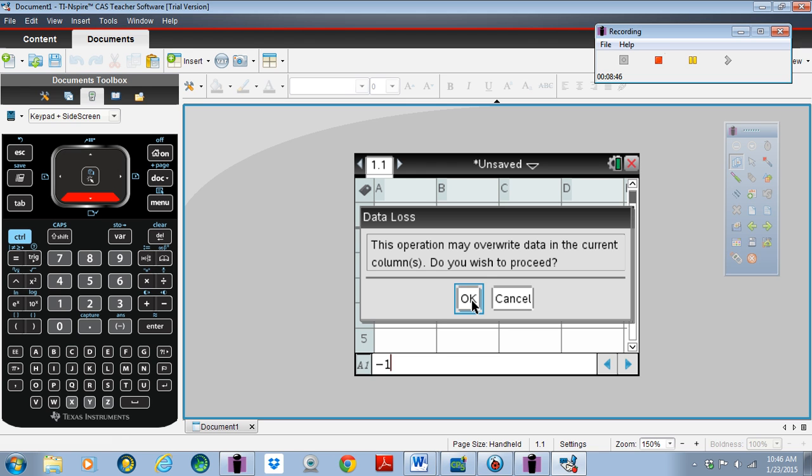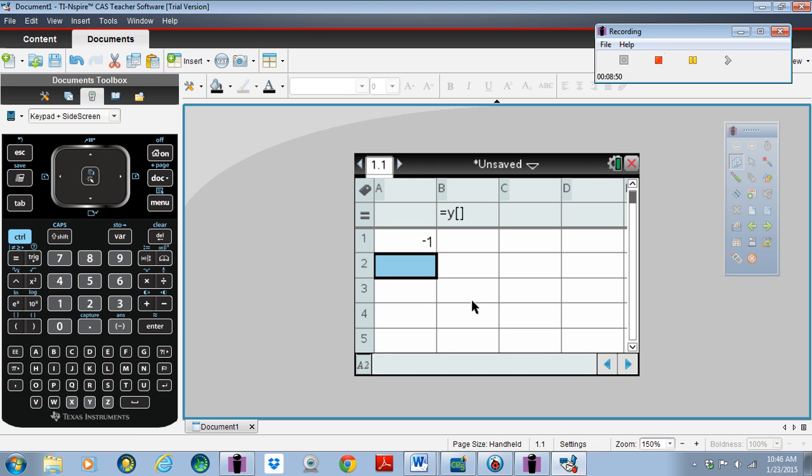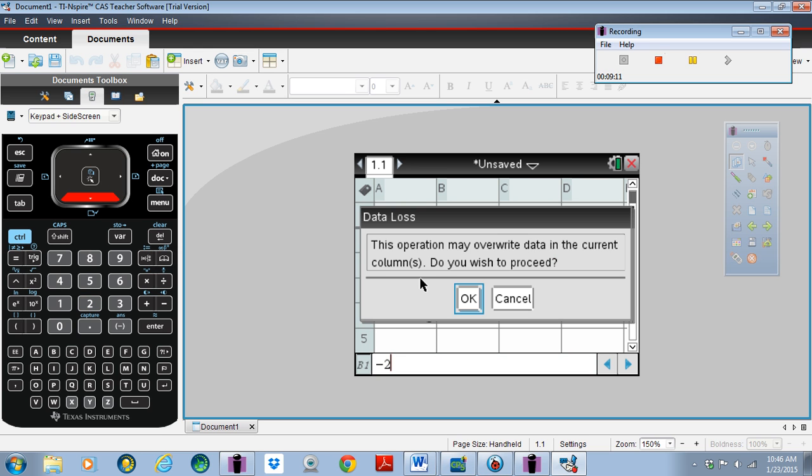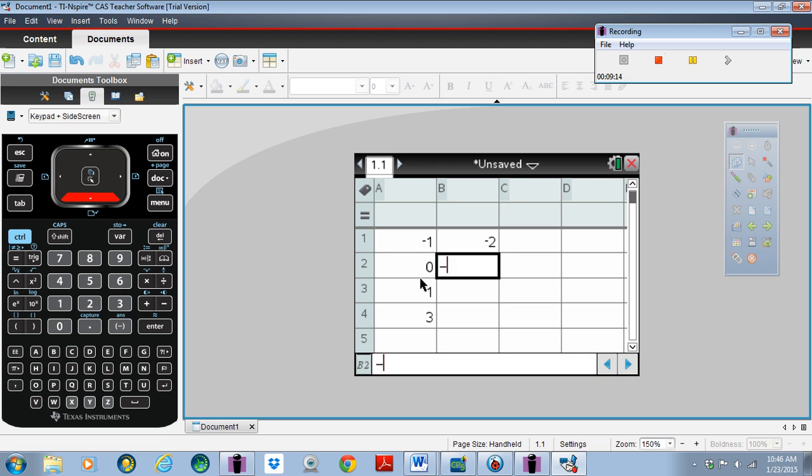I was going to overwrite data in the current columns. Okay. 0, 1, and 3. And the Y value is going to be -2. Push OK. -1. -1. And 4. Okay.